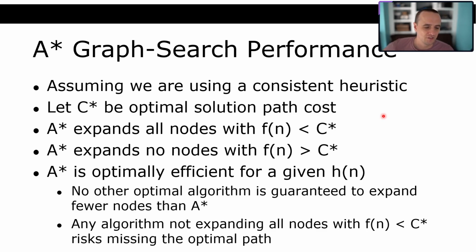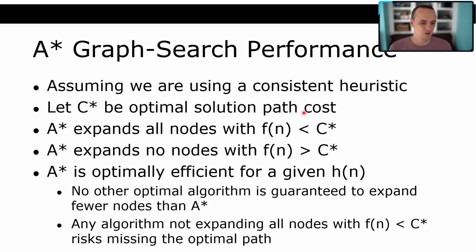It's not very often that we get to call an algorithm optimally efficient. But that's why A star is so highly looked upon, right? So why is it optimally efficient? Well, look here. A star is going to expand every single node that has a cost less than C star. But if there was ever an algorithm that didn't expand every single node with a cost less than C star, then there might be an optimal path that we missed, right?